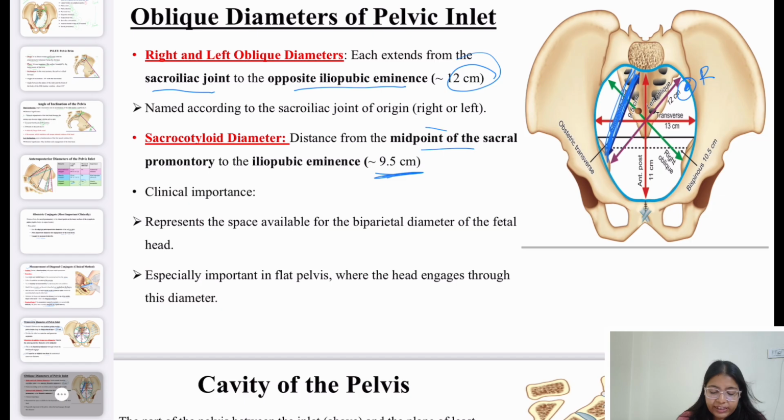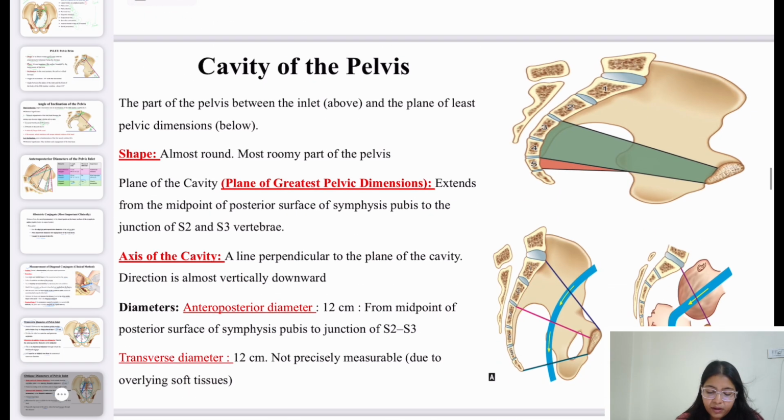What is the clinical importance of the oblique diameter? So it represents the space available for the biparietal diameter of the fetal head, and in flat pelvis the head engages through this diameter only. Okay, now cavity.